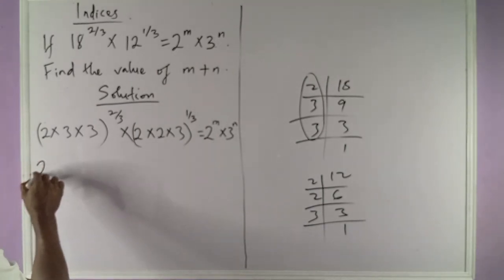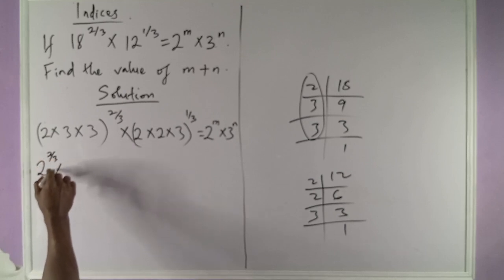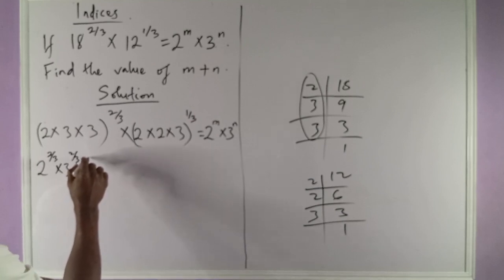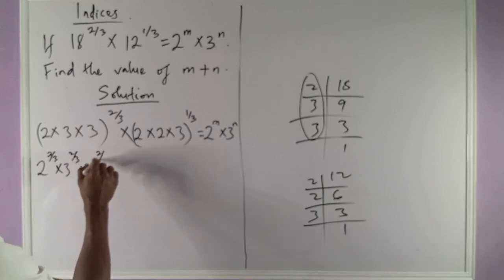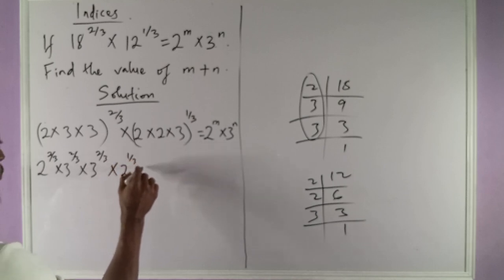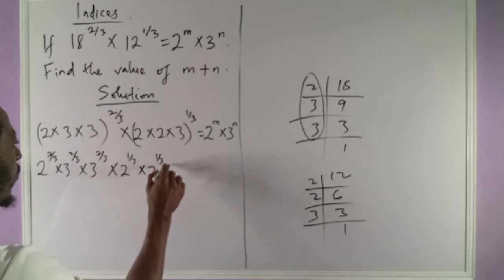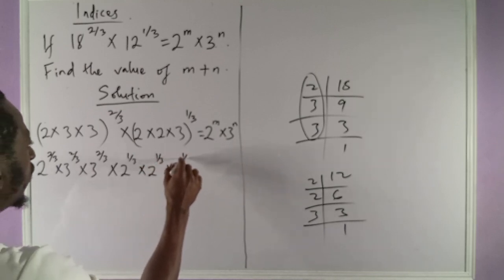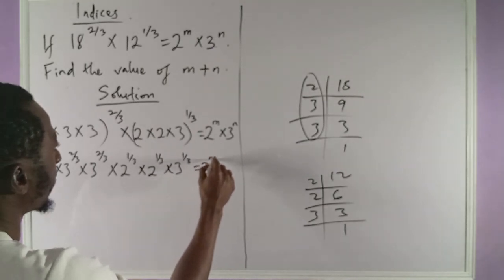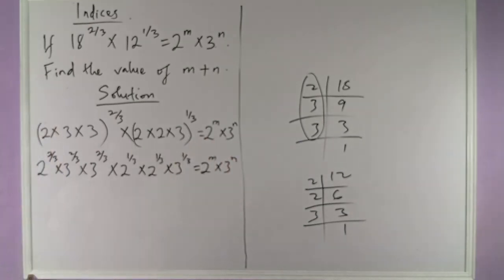We have 2 raised to power 2 over 3 multiplied by 3 raised to power 2 over 3 multiplied by 3 raised to power 2 over 3 multiplied by 2 raised to power 1 over 3 multiplied by 2 raised to power 1 over 3 multiplied by 3 raised to power 1 over 3 is equal to 2 raised to power m multiplied by 3 raised to power n.